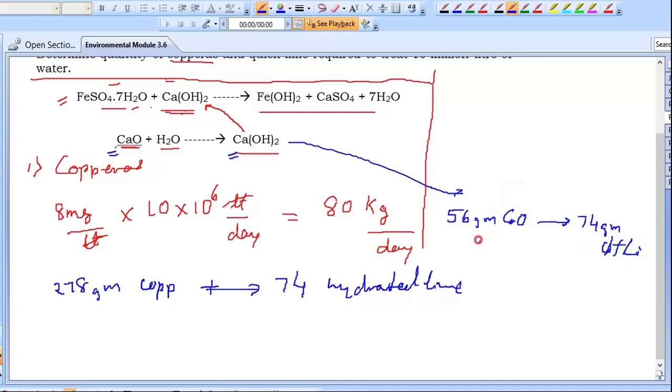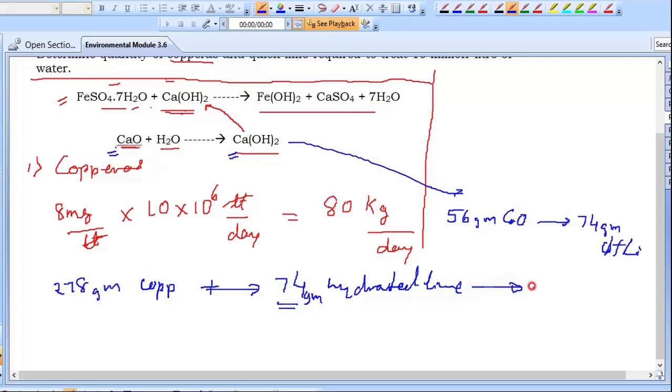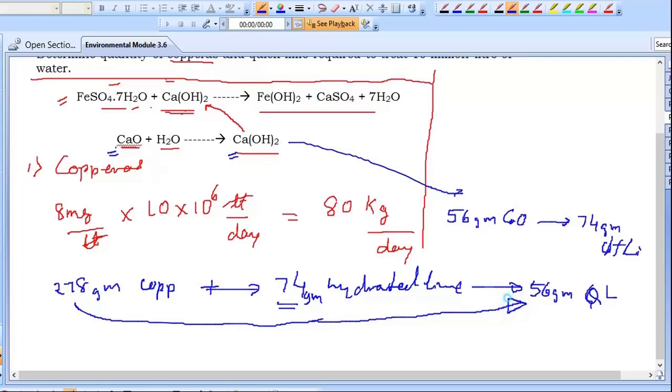What we want? We want the same amount. 74 gram of hydrated lime is required. Then to produce 74 gram of hydrated lime, we want 56 gram of quicklime. 56 gram of quicklime. Then we can indirectly say like this now. Then 278 gram of copperas requires or consumes 56 gram of quicklime. Okay now.